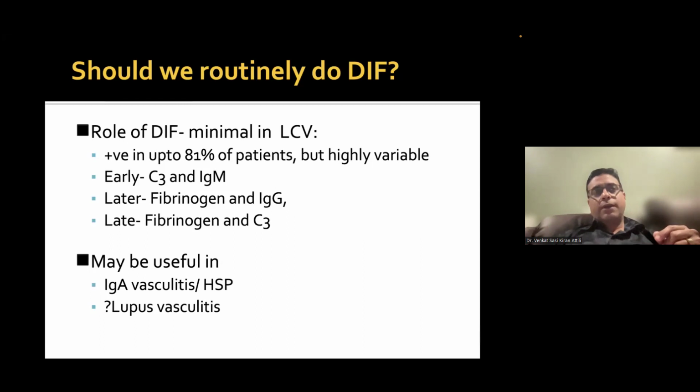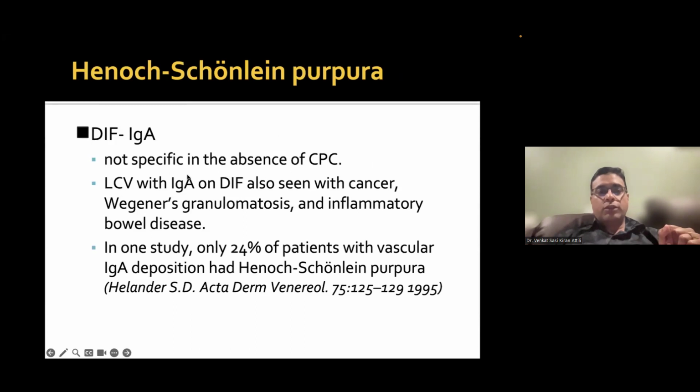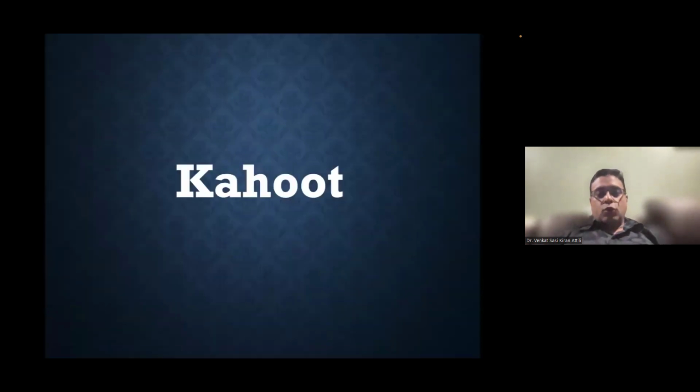So again, I said maybe for a particular reason, because it's non-specific in the absence of CPC. LCV with IgA on DIF can also be seen in cancer-associated vasculitis, Wegener's granulomatosis, and inflammatory bowel disease. In one study, only 24% of patients with vascular IgA deposition had Henoch-Schönlein purpura. So it's non-specific in the absence of CPC. Okay. So this brings us on to the next question in Kahoot.